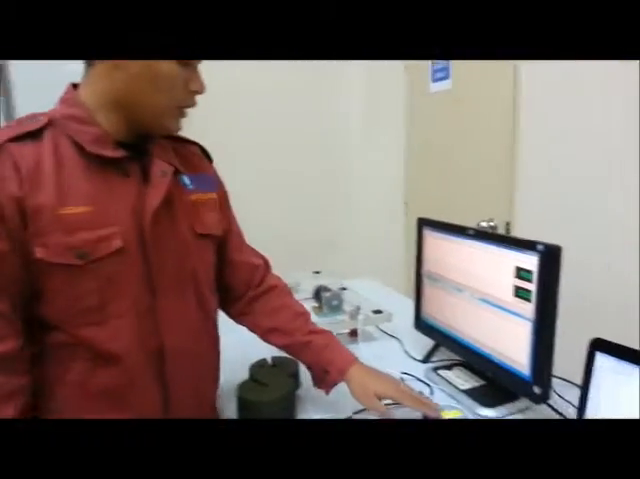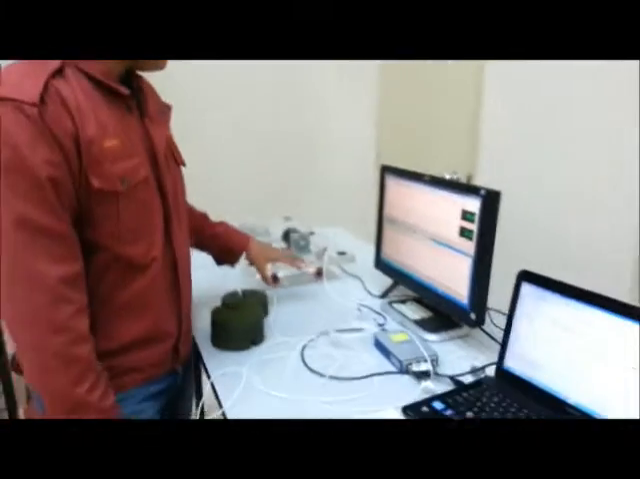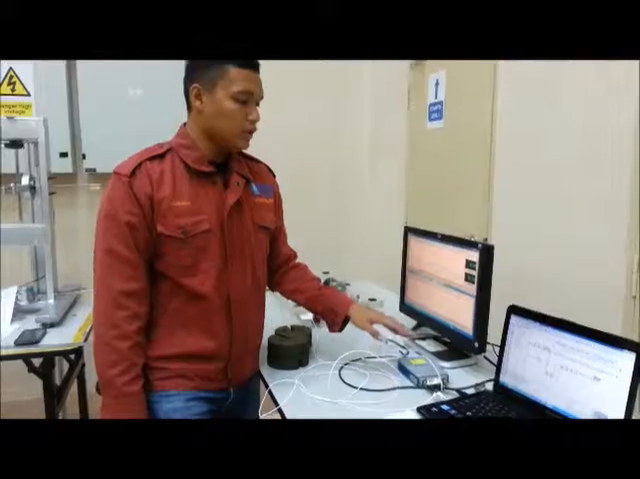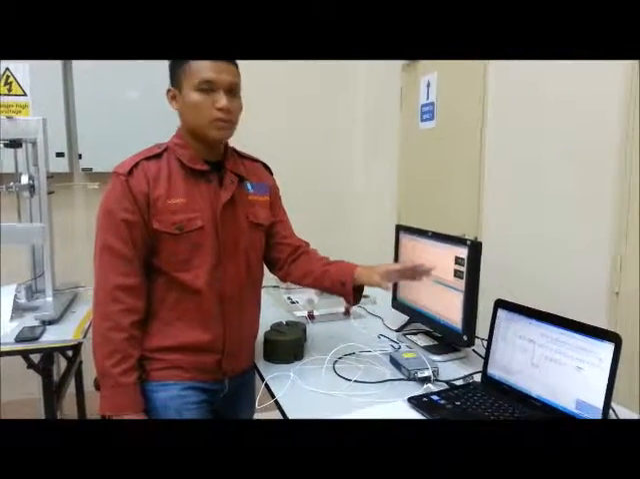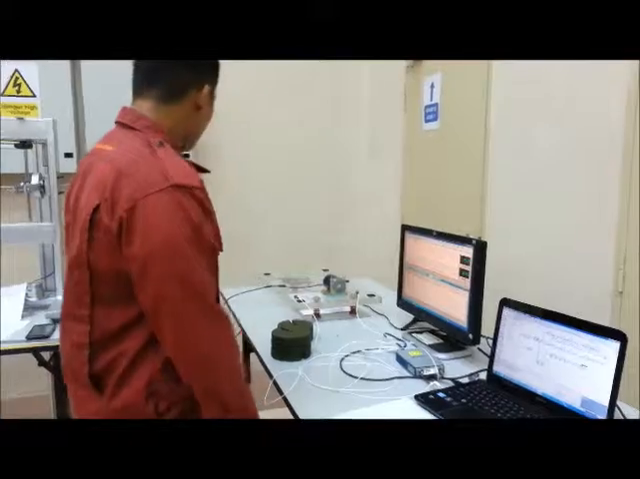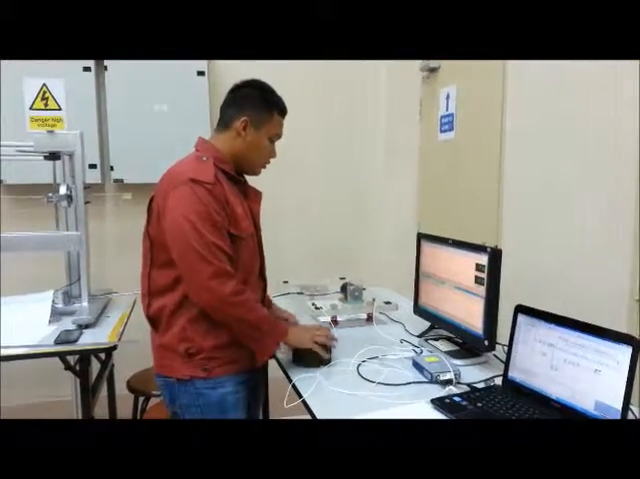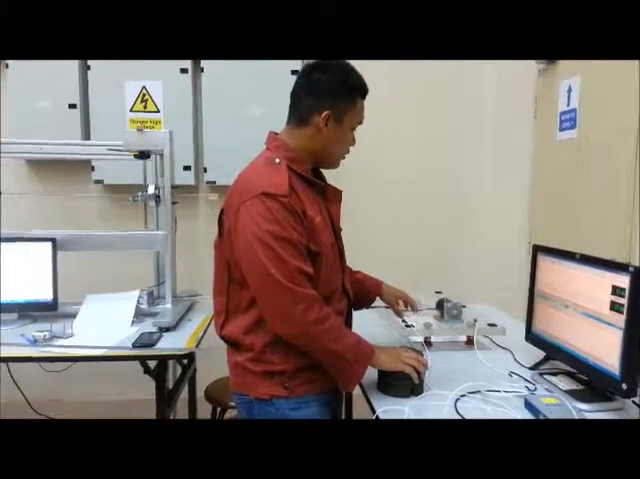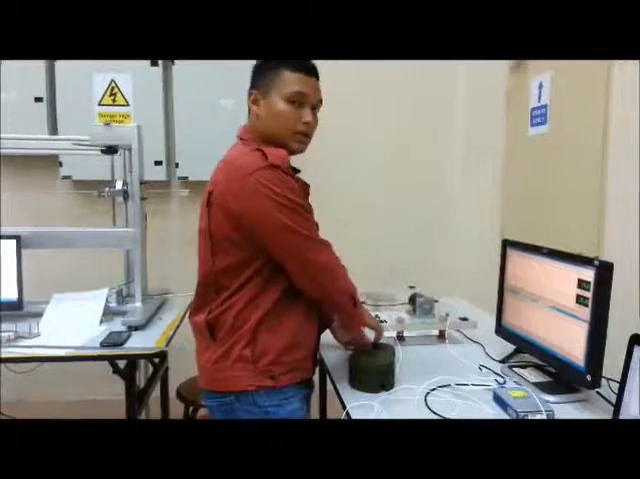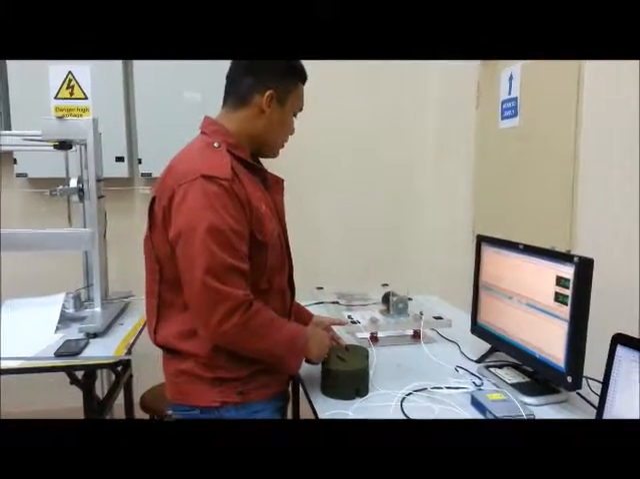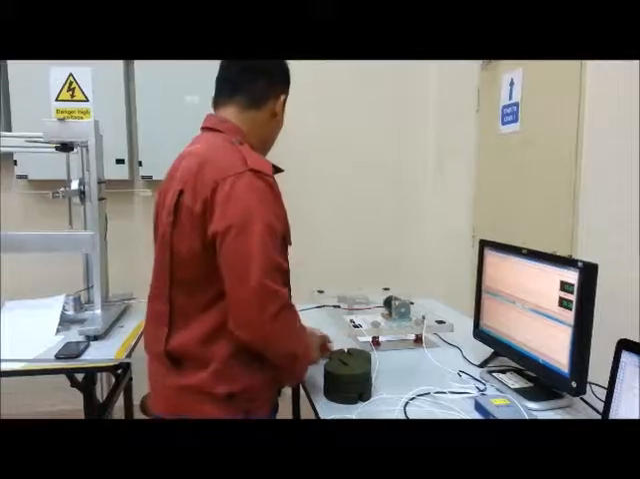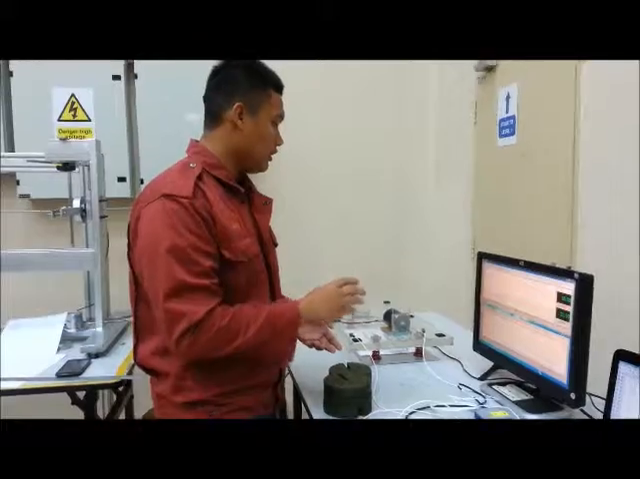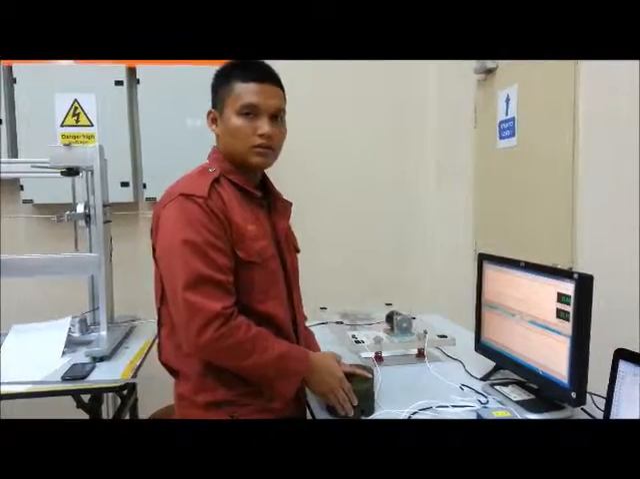The DAQ is used to get the data from the sensor, and the DAQ will transfer the data to the laptop, and the laptop will display our data. In our first experiment, we use this mesh to calculate the displacement of the spring, because we want to calculate the stiffness of the spring. So we use the mesh and vernier caliper, and we calculate Ks, the stiffness. That's all.